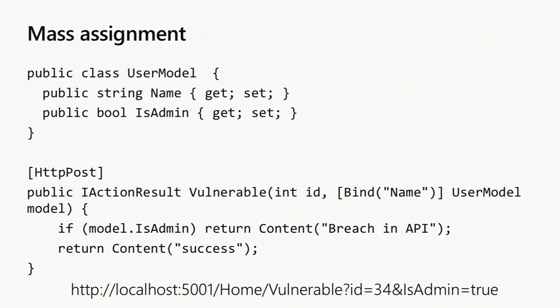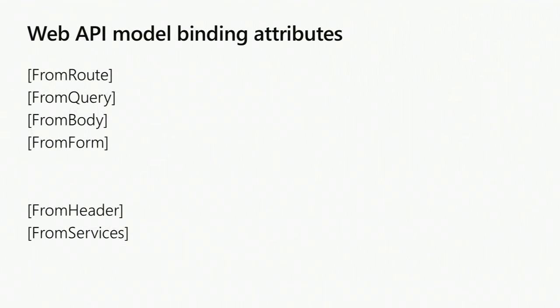So if user makes this call, in this case, if to remove Bind Name, content will be returned breaching API. Yeah, why? Just because by default, value is searched inside route, value is searched inside query, and inside body and inside form. There are some nuances about body and about form, but it could be searched, for example, about complex types. It's actually searched inside body.